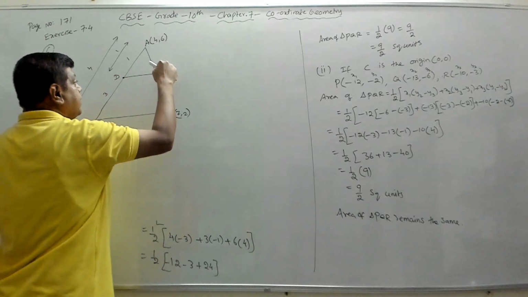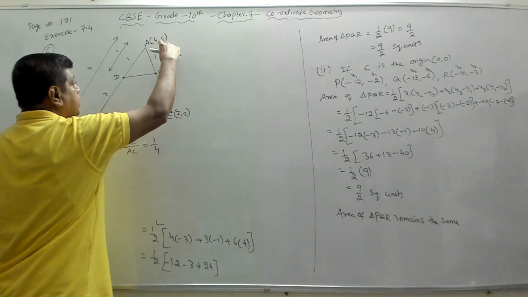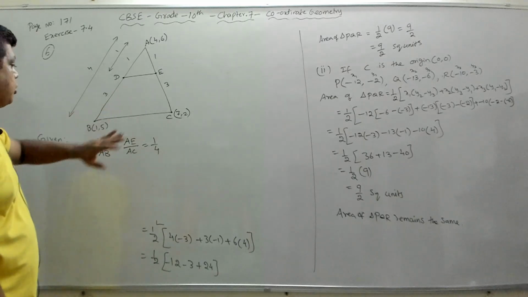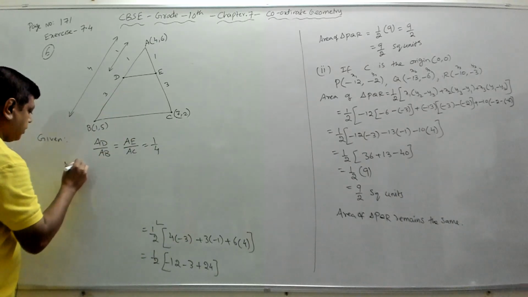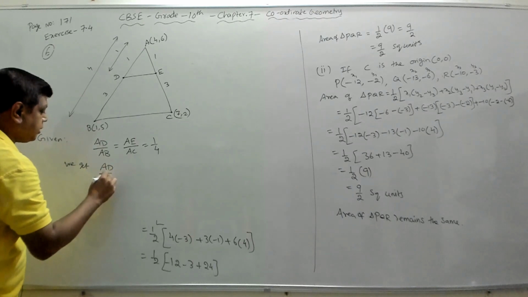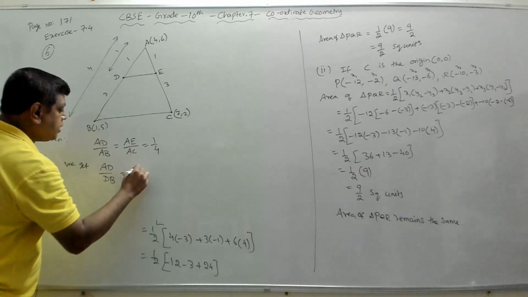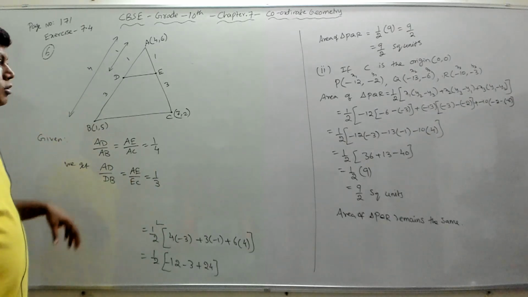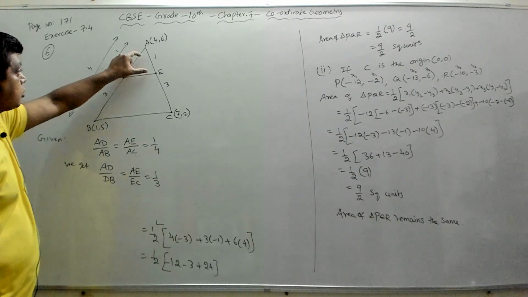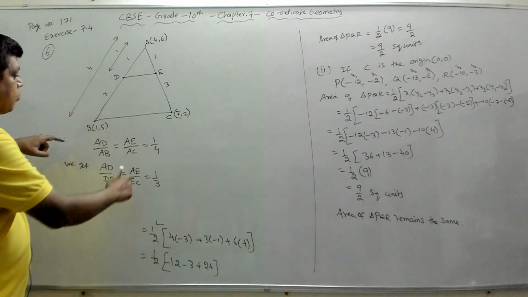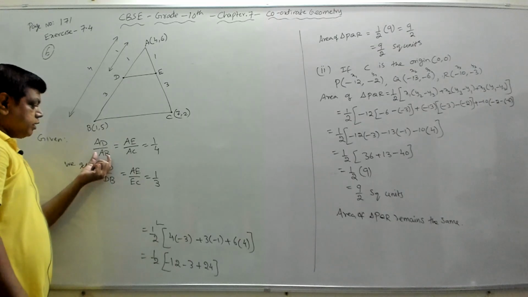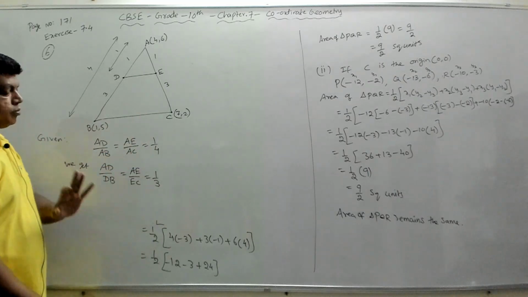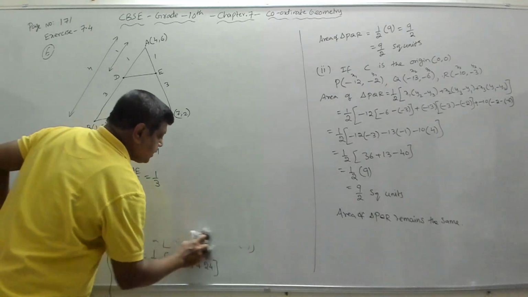Similarly, we can say E divides AC in the ratio 1:3, because that is also AE by AC, full is 4. The same logic. So now we know the ratio. We get AD by DB is equal to AE by EC is equal to 1 by 3. So this is 1, this is 3, this is also 1, this is 3. That's why AD by full AB will become 1 by 4. So you have to be careful. Here we are putting DB and here EC.